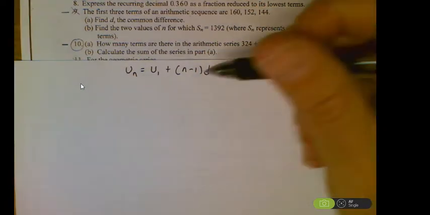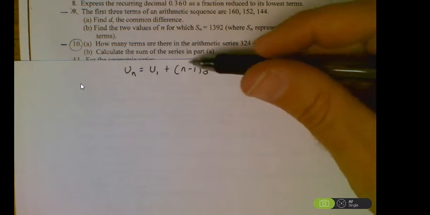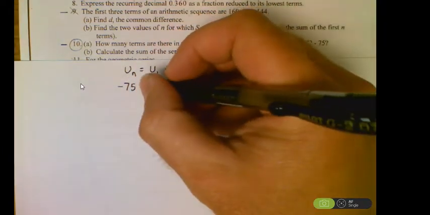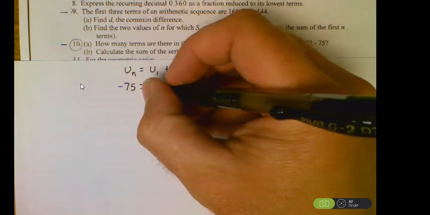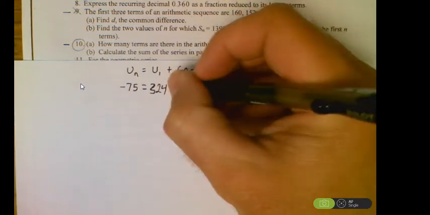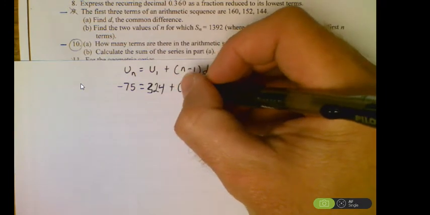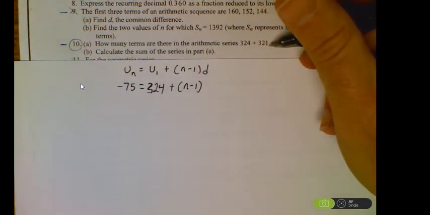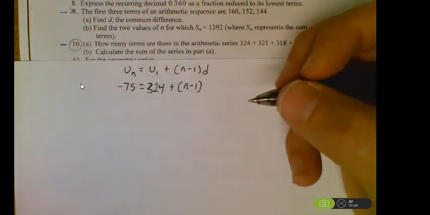One thing we're trying to figure out is the number of terms, which is going to be whatever term number the last one is. So the value of that term is negative 75, so the negative 75 goes in for the value. We've got our first term of 324, and then n minus 1. For the common difference, we can see these are going down by 3, which means our common difference is negative 3.